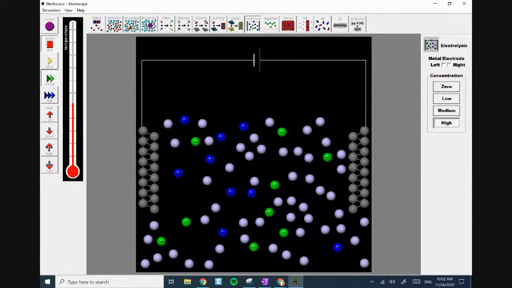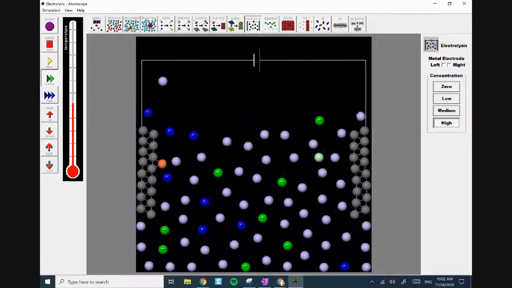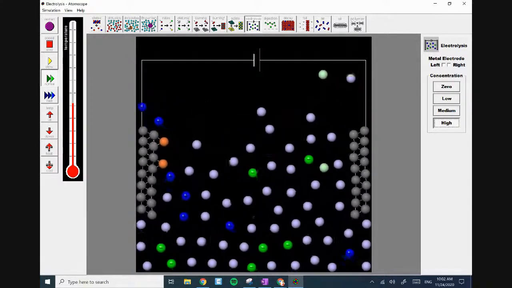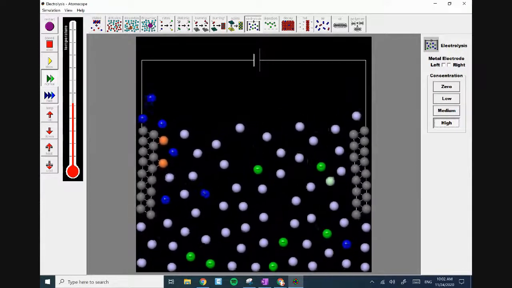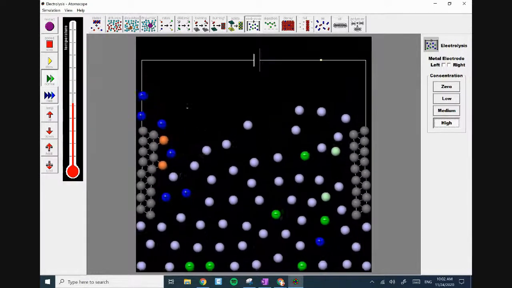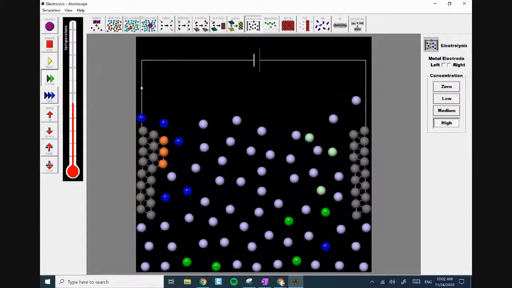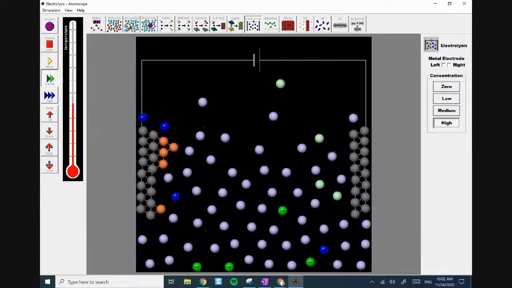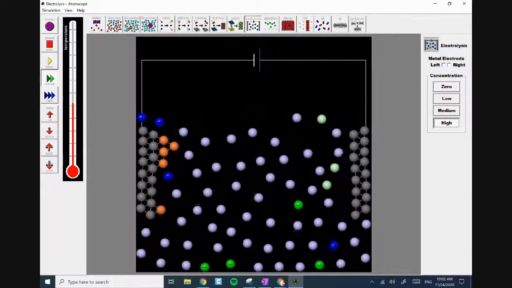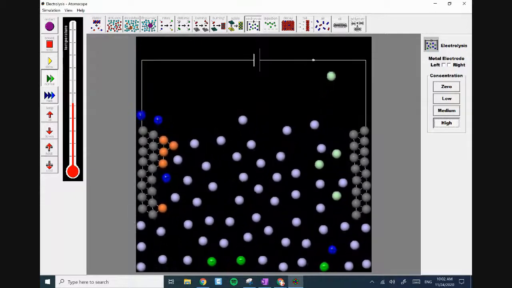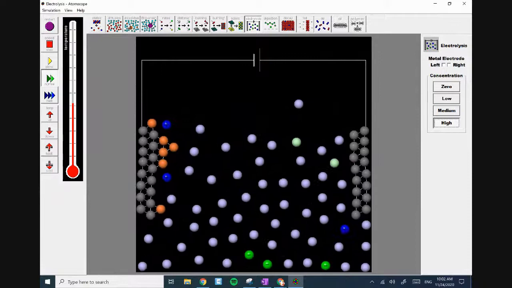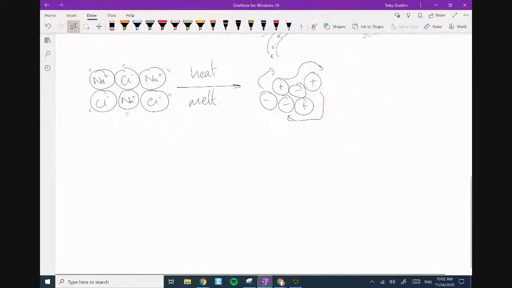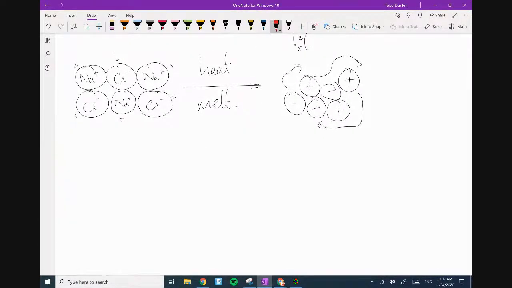There we go. Click go. Right, so when electricity is running, the greens are moving to the right and all the blues are moving to the left. Now notice how the blues are all accumulating over on the left-hand side, and then when the negative gets to the other side, it drops off its electron and it moves around the circuit. So it's all because the negative ion is carrying that charge. And so the ions are free to move when molten or in solution. So that's a key thing there.